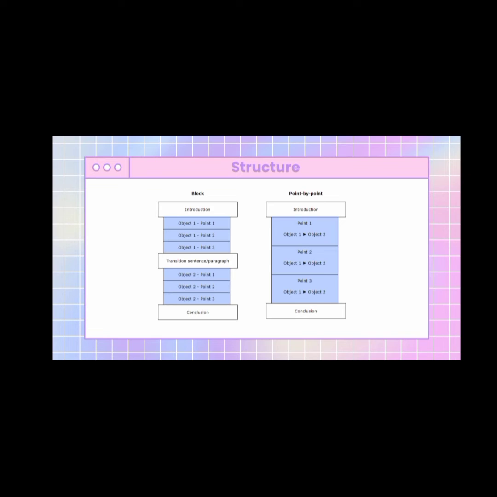This type of structure is similar to the block structure used for cause and effect and problem solution essays. For the point-by-point structure, the similarity or difference for one object is followed immediately by the similarity or difference for the other. Both types of structure have their merits. The former is easier to write, while the latter is generally clearer as it ensures that the similarities and differences are more explicit.